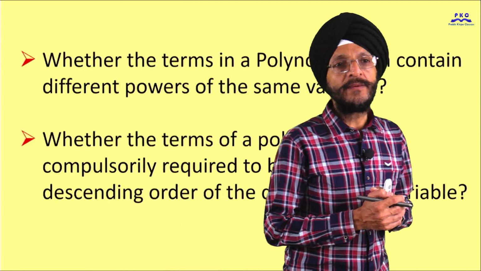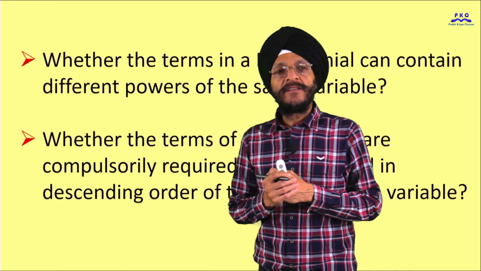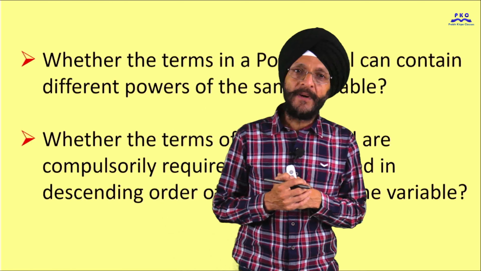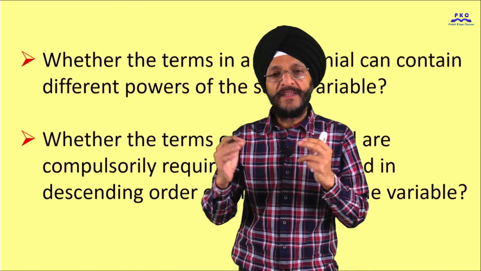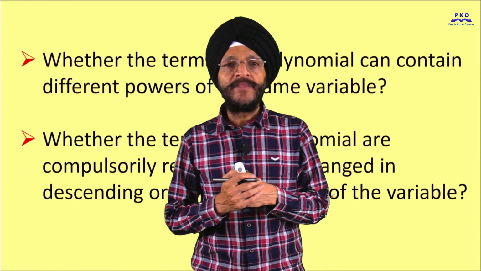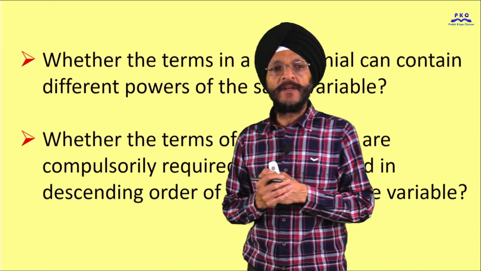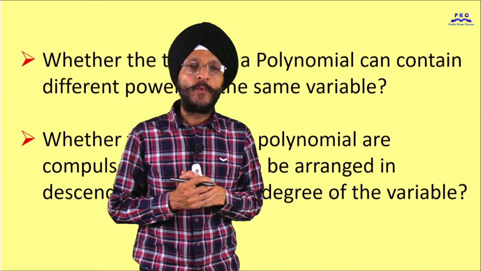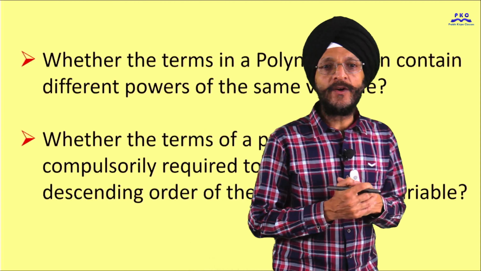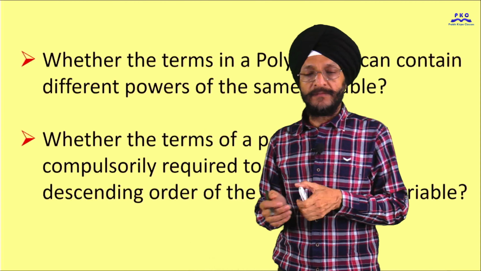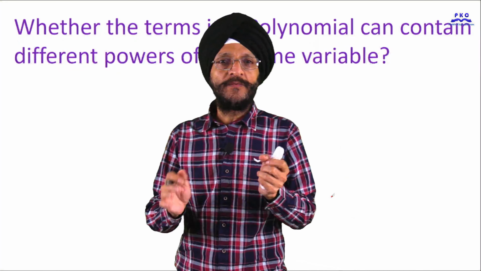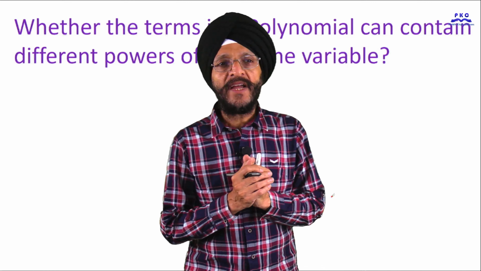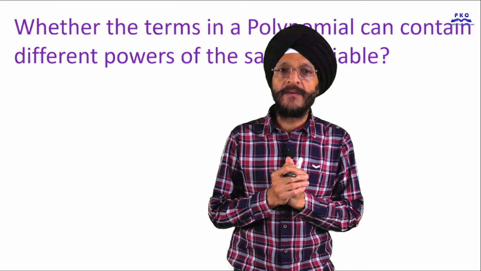Now, the question before us is whether the terms in a polynomial can contain different powers of the same variable, and another question is whether the terms of the polynomial are compulsorily required to be arranged in the descending order of the degree of the variable. Now the first question is whether the terms in a polynomial can contain different powers of the same variable.